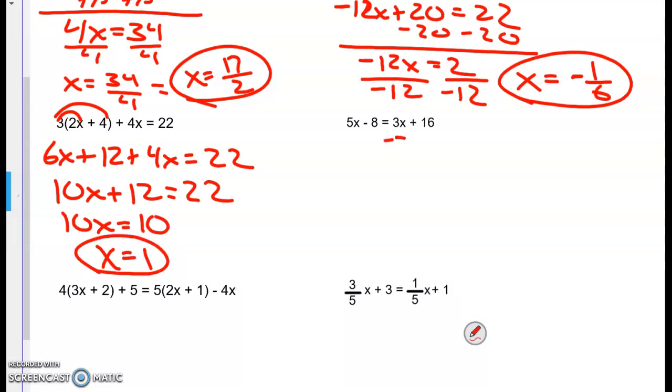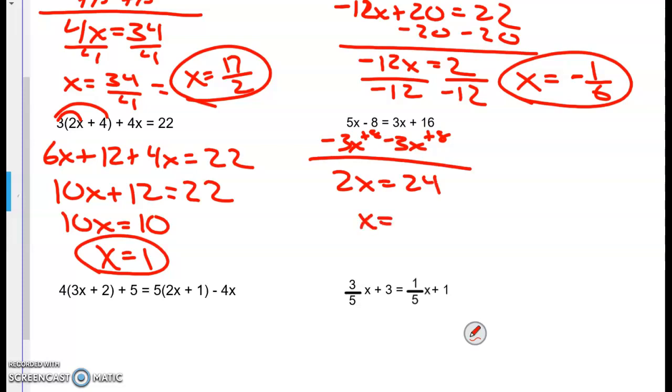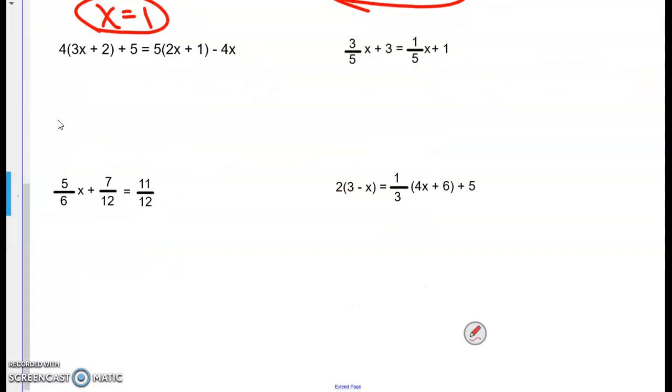Here, I'm going to subtract 3x on both sides. I'm going to add 8 on both sides, and we're left with 2x equals 24, and in this case, my x equals 12. On these problems, we're distributing first.